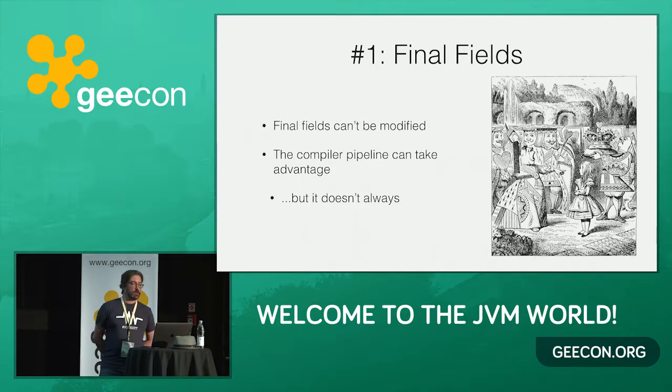All right. So first of all, final fields. Of course, we all know final fields can't be modified. Can't should probably be in quotes there, because you can do just about anything you want at the JVM level. But generally, final fields can't be modified, or are expected to not be modified. And the compiler can take advantage of this. If it sees that you're constantly accessing a final field, it may not go back to memory all the time to get that value or retrieve it.